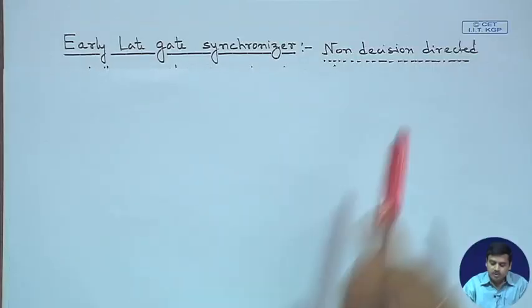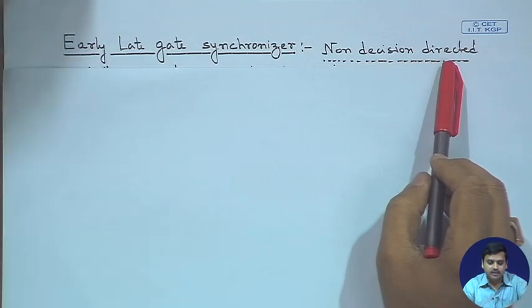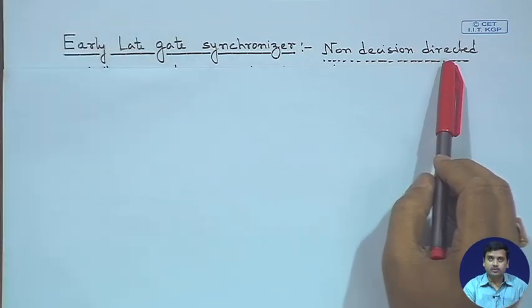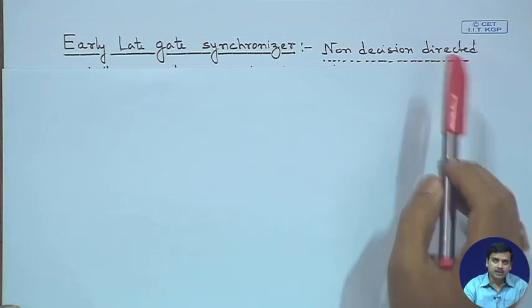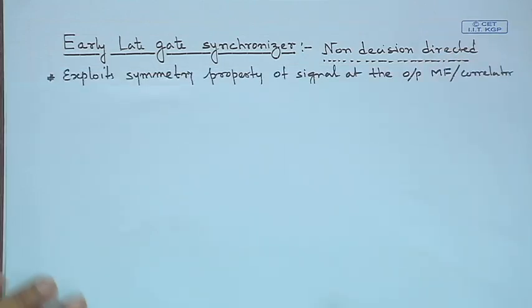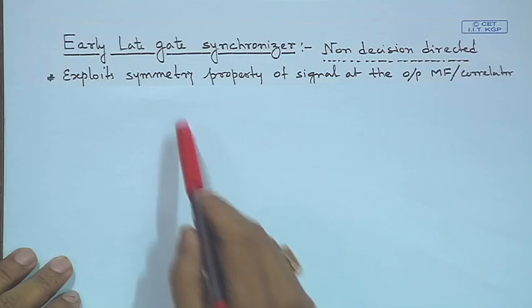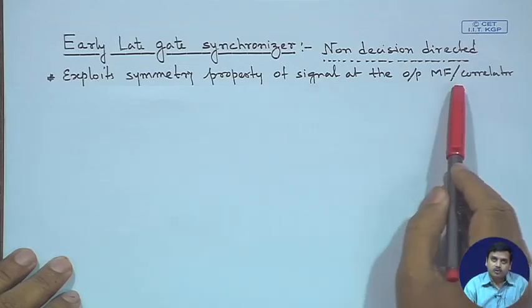The next very interesting way of recovering clock is a very popular one, and we will take a look at that, and this is the early late gate recovery. So, let us take a brief view on that. First and foremost, it is non decision directed, that means it does not use the detected sequence In back into the loop, right. It exploits the symmetry property of the signal at the output of the matched filter.